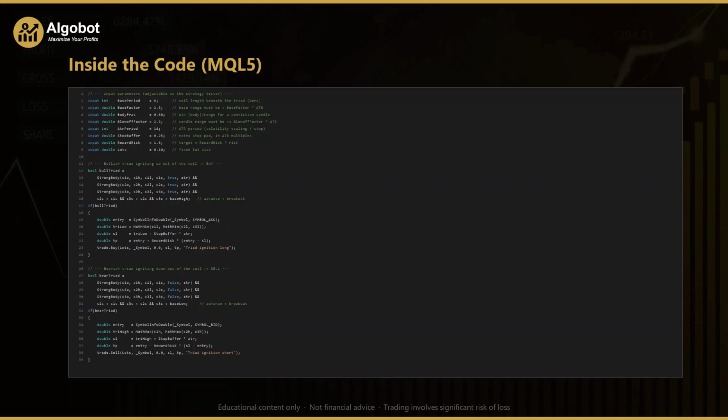The bearish block is the mirror image. Bear triad is true when the three candles are strong to the downside. The closes step progressively lower, and C3 closes below base low, the bottom of the coil. Then the EA takes the bid as the entry, finds the highest high of the triad, places the stop just above it plus the buffer, sets the target below the entry by the reward to risk multiple, and calls trade.sell. Both sides are symmetric, and both hand the exit entirely to the stop and target.